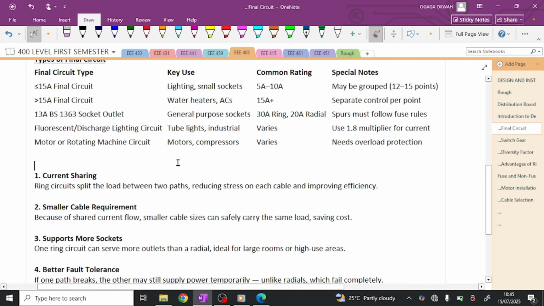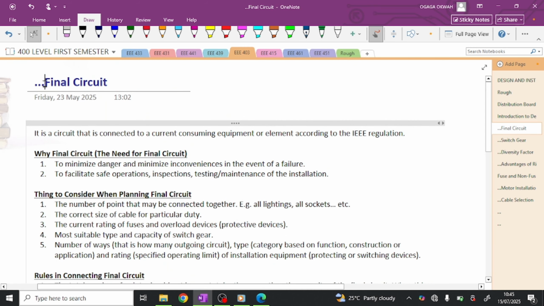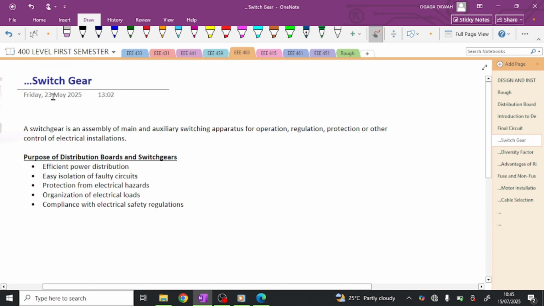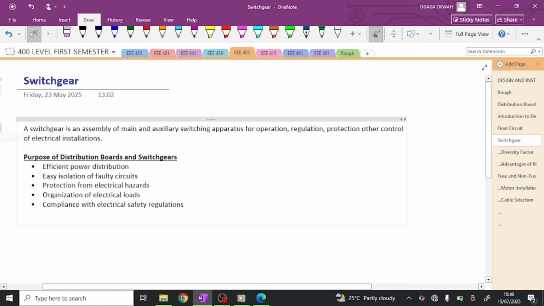All right. Then another part of the past question, which I'll quickly touch on. We'll be very fast with this one because we've done something like this in the previous video. Switchgear is an assembly of main and auxiliary switching apparatus for operation, regulation, protection and other control of electrical installation.